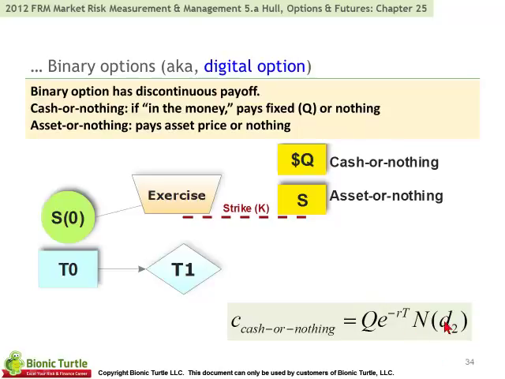Now, N of d2, this should look familiar. This is an element in the Black-Scholes-Merton option pricing model. And N of d2 in particular is the probability that the option will be exercised in the risk-neutral world. So notice we really have here sort of an elegant expression of a weighted expected outcome. Here's the payoff discounted to today, multiplied by the probability that there will be an exercise, N of d2.